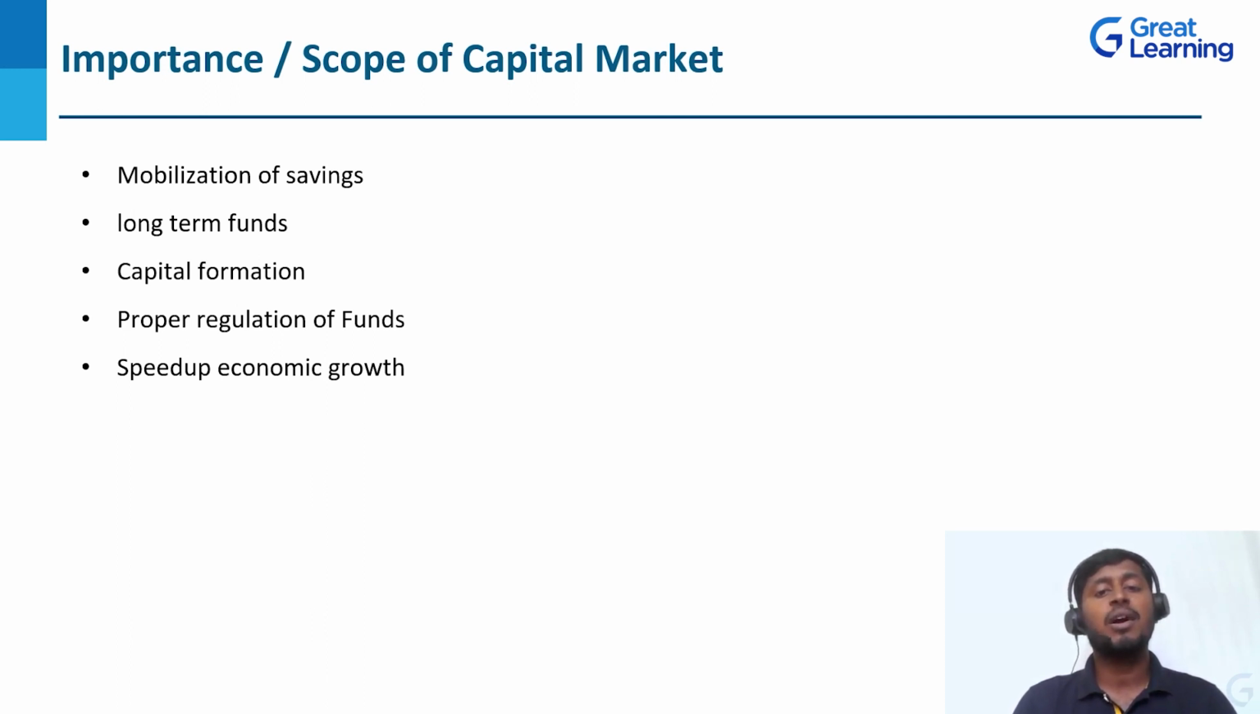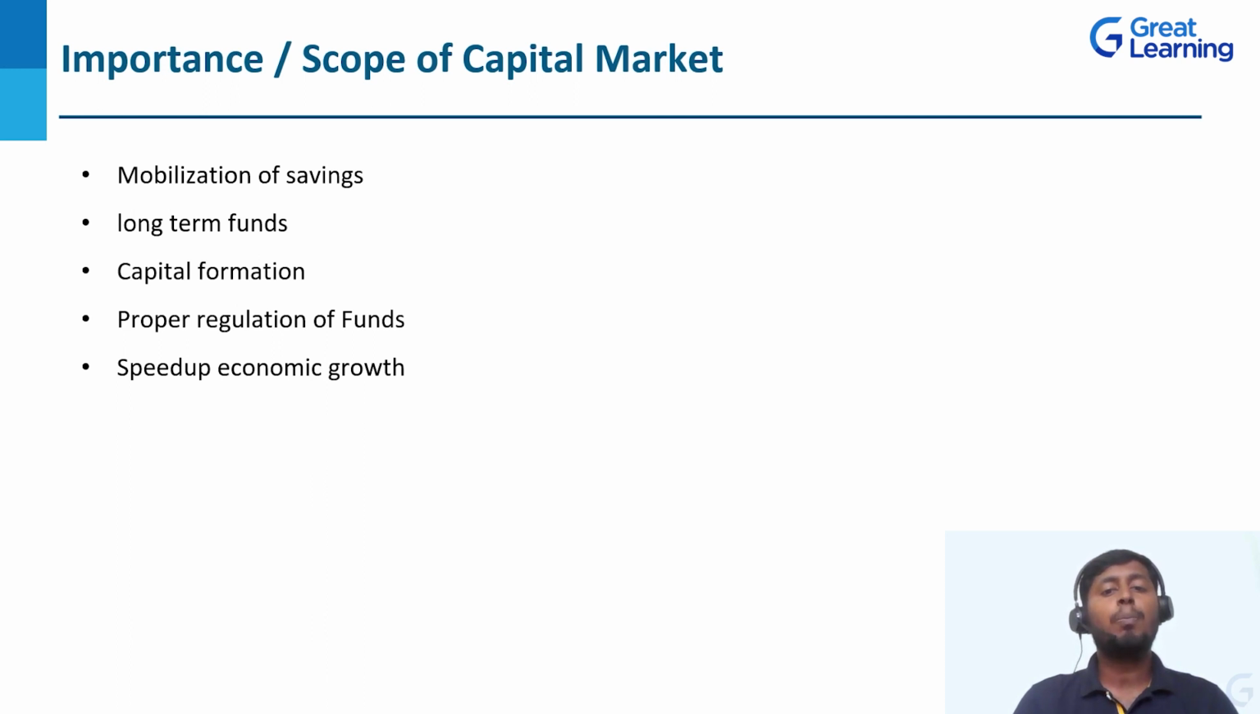In the capital market, we trade equity shares, preference shares, debentures, bonds, etc. Correct? All the avenues and sources of long-term securities are traded in the capital market. So it helps to form the capital formation of the institution.